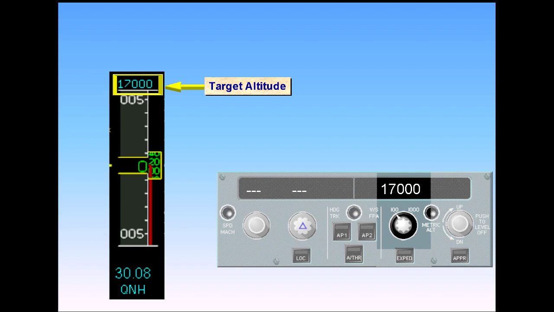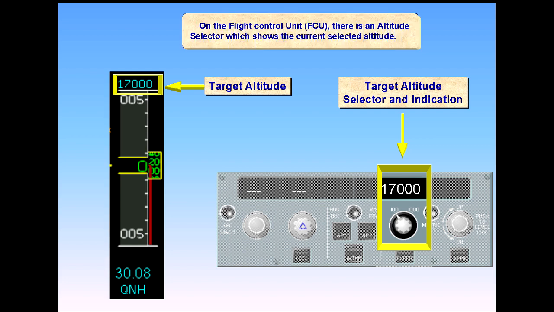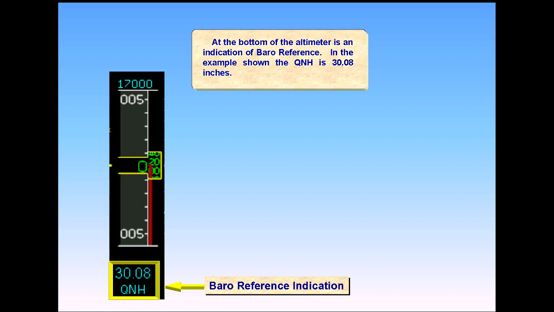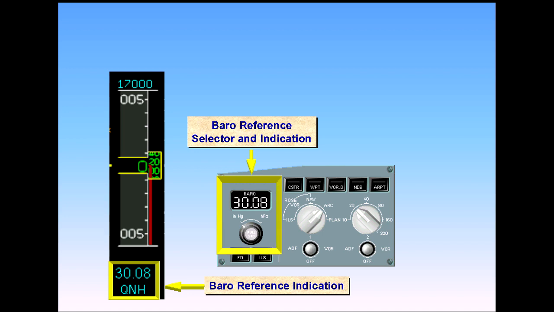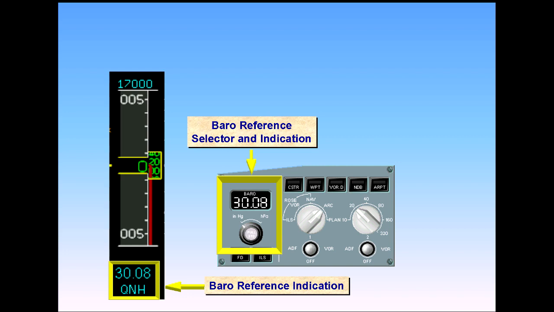On the Flight Control Unit, FCU, there is an altitude selector, which shows the current selected altitude. At the bottom of the altimeter is an indication of baro reference. In the example shown, the QNH is 30.08 inches. The baro reference setting is achieved by a selector with associated indication on the EFIS control panel. The baro reference may be changed from inches of mercury to hectopascals by rotating an outer selector.